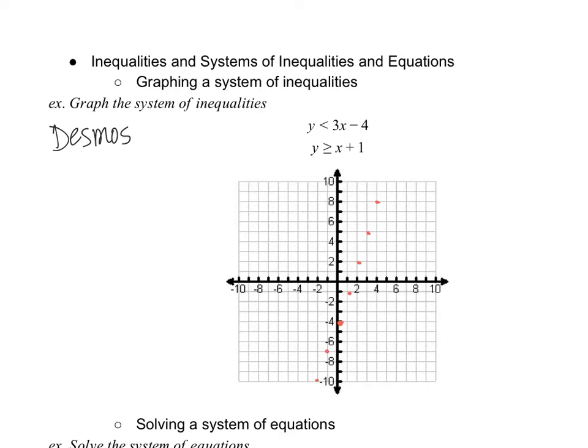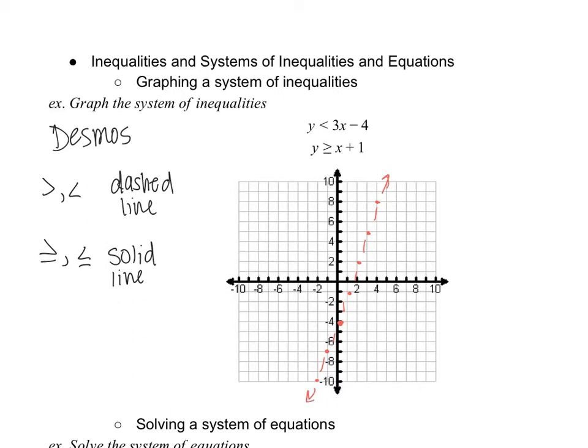Next, we have to figure out what type of line we're going to have, dashed or solid. So if we have a greater than or less than, we're going to have a dashed line. And if we have a greater than or equal to or less than or equal to, we're going to have a solid line. So in this case, we have y less than 3x minus 4, which means we're going to have a dashed line. Okay.